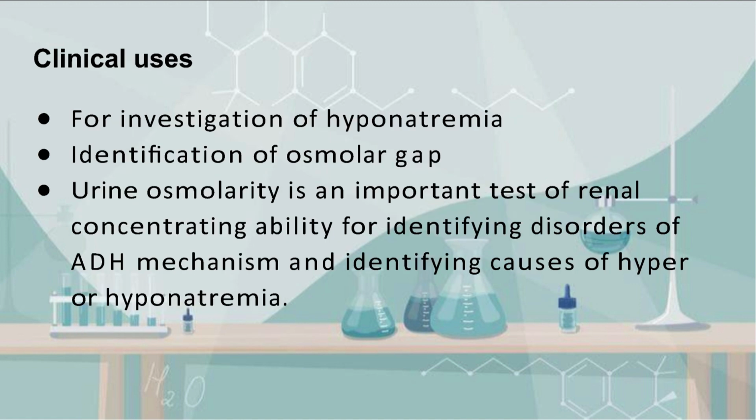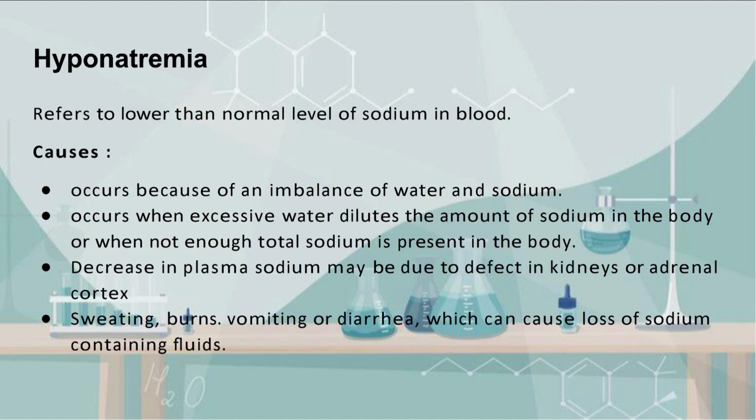Clinical uses: for investigation of hyponatremia, identification of osmolar gap. Urine osmolarity is an important test of renal concentrating ability, for identifying disorders of the ADH mechanism and identifying causes of hyper or hyponatremia. Hyponatremia refers to a lower than normal level of sodium in blood.